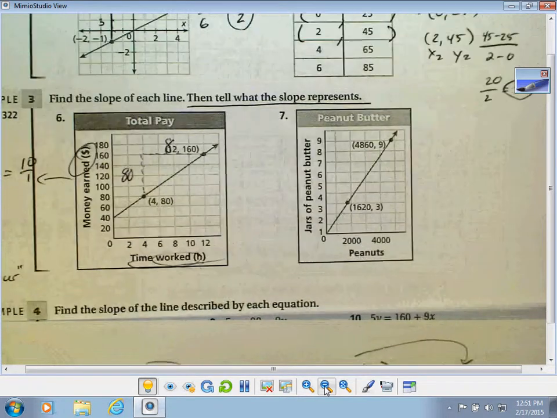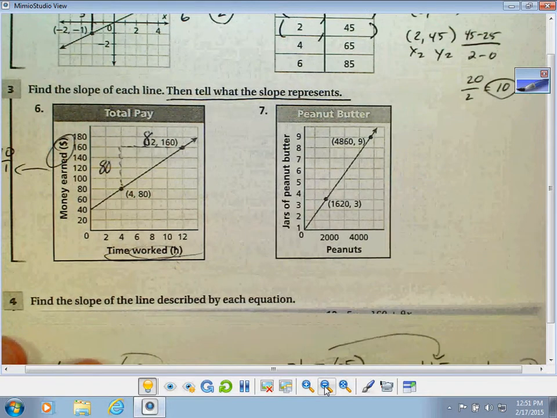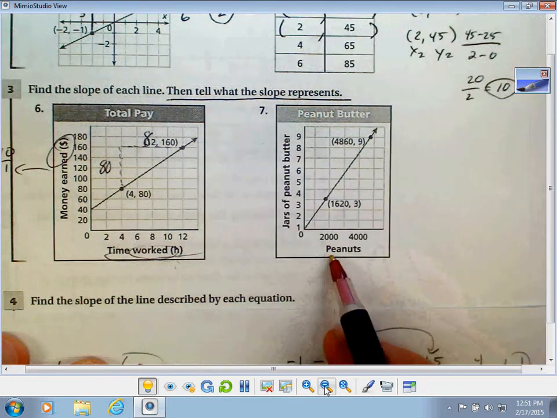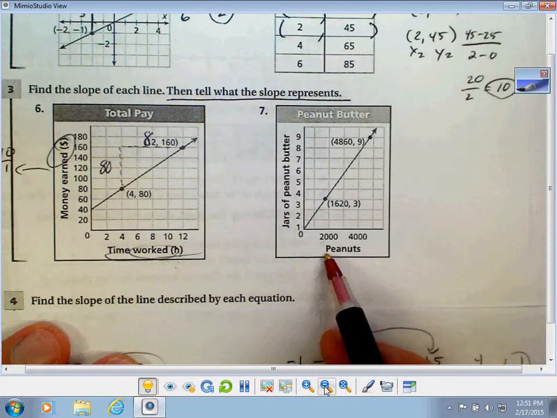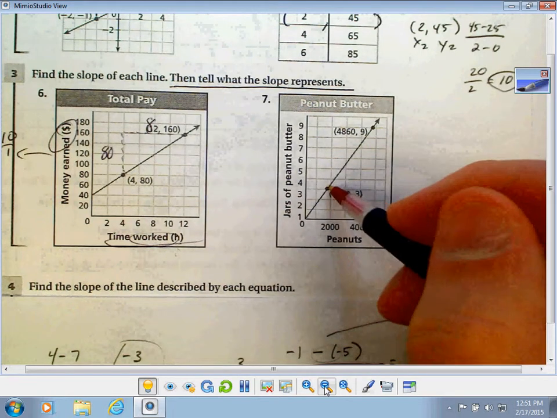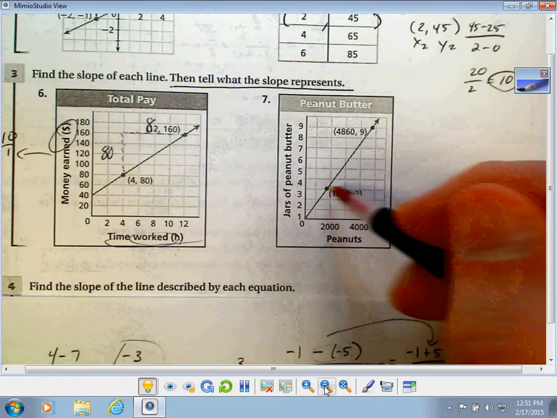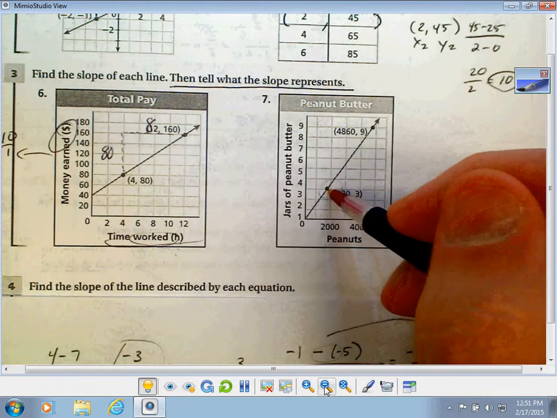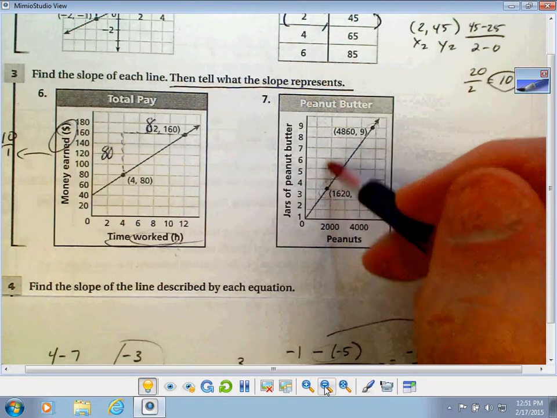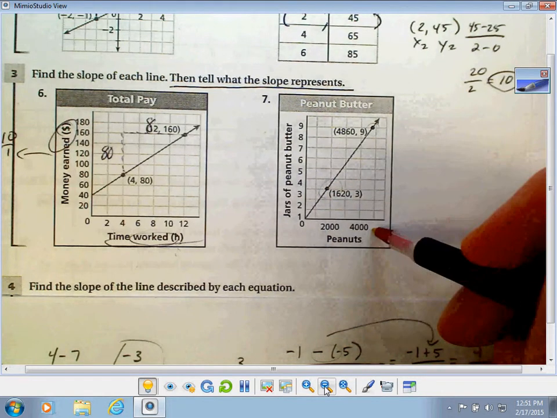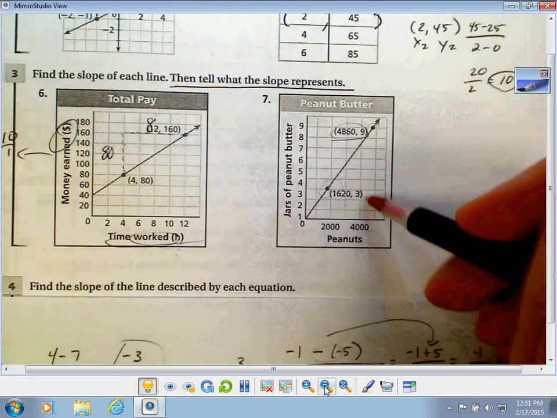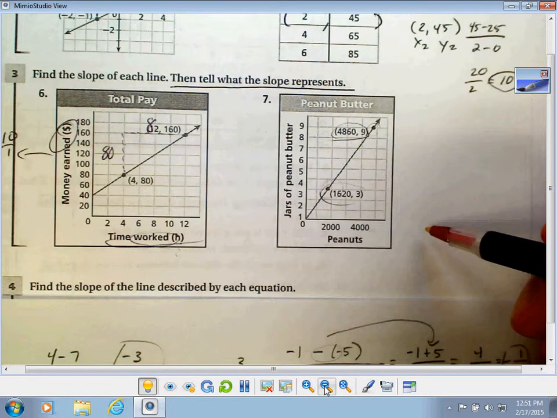Alright, so let's look at number 7, which is about peanut butter. And it looks like you're comparing the jars of peanut butter to how many peanuts it takes to make them. So again, let's do the slope. Alright, this time, if you were going to count rise over run, it's going to be a little bit difficult because, one, your point that you're given is not really on a corner, so it's kind of hard to judge it. And also, these blocks are by ones on the rise, but the blocks on the bottom are by the thousands. In this case, with these kind of odd numbers like this, it's probably easier to use the slope formula.